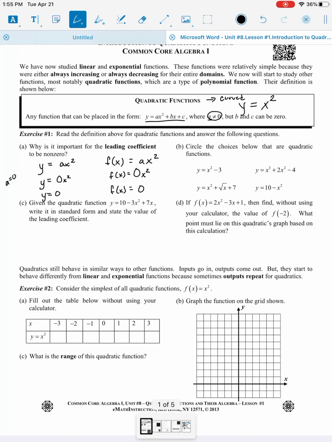So to give me a 0 as my a value and totally negate that x squared term and leave us with a linear function, this would no longer be considered a quadratic function. Therefore, a can never equal 0 in this case.